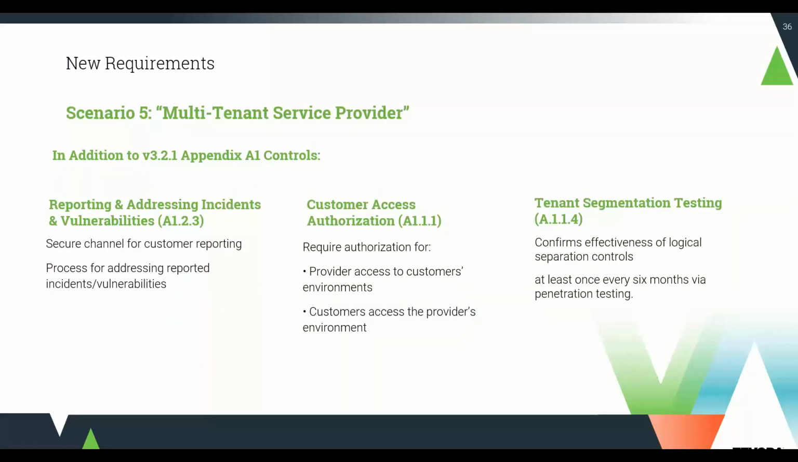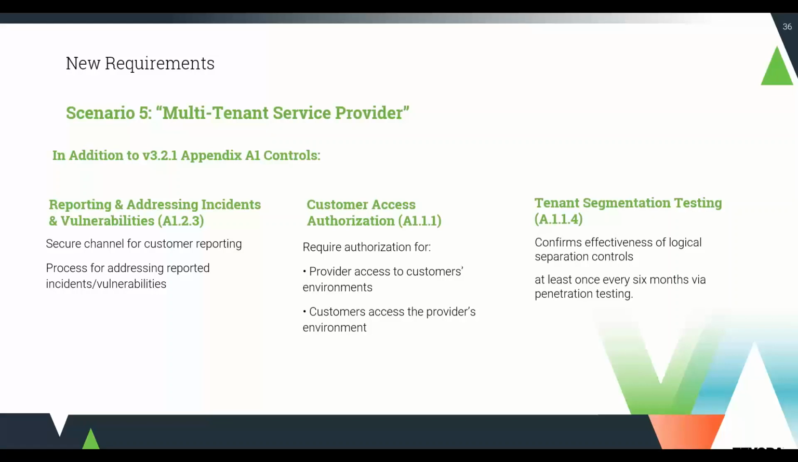What we'll go over next are the net new requirements in addition to the 3.2.1 Appendix A1 controls. The first one is regarding reporting and addressing incidents and vulnerabilities. There's now an expectation that the multi-tenant service provider provides some sort of secure channel for customers who are using their service to report any vulnerabilities or any indicators of potential incidents, and that these reports will be ingested by the service provider, and there's some sort of process for addressing and remediating any incidents or vulnerabilities that come in as a report.